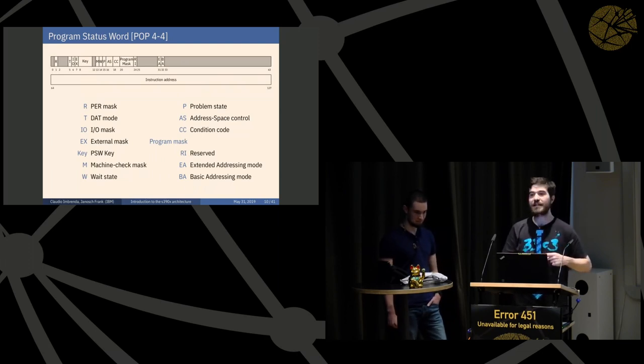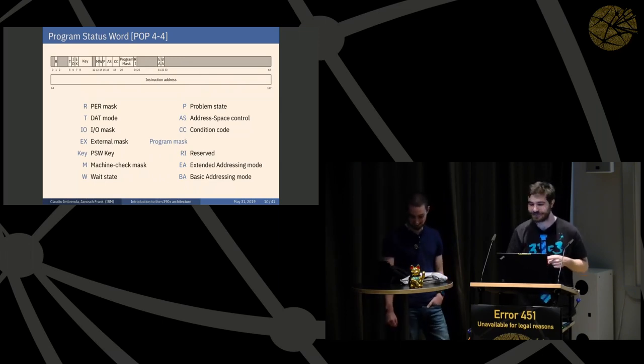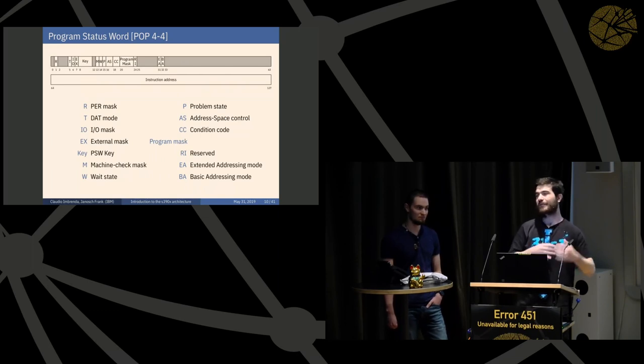P is the problem state, which means user space. That the name actually comes from the 60s. It was called already problem state because at the time you didn't really have real-time operating systems. You had like the scheduler that would just schedule batch tasks, and P means you are now processing a task instead of, you know. But address space control, which we will cover later.